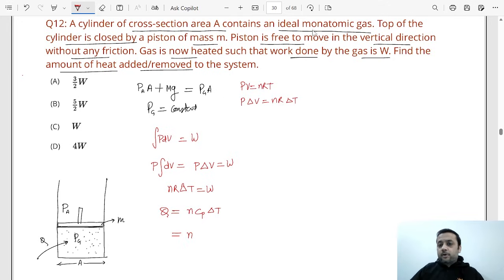For a monatomic gas, the value of Cp you might be knowing is what? 5R by 2. That is the value of Cp. Okay, and you can see that nRΔT is W. So you can see 5 by 2 into W, that will be the value of the heat given to the gas. I hope you would have understood.